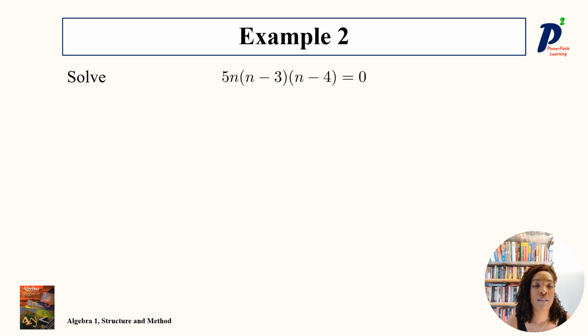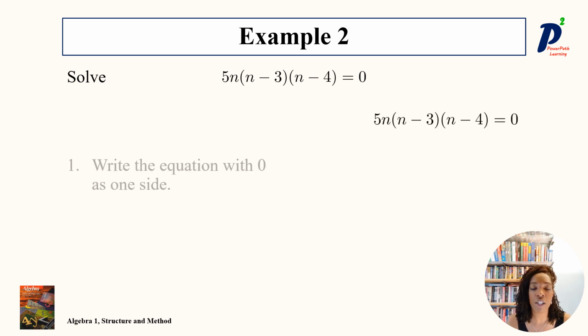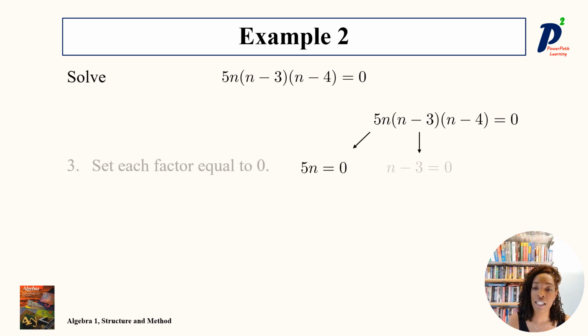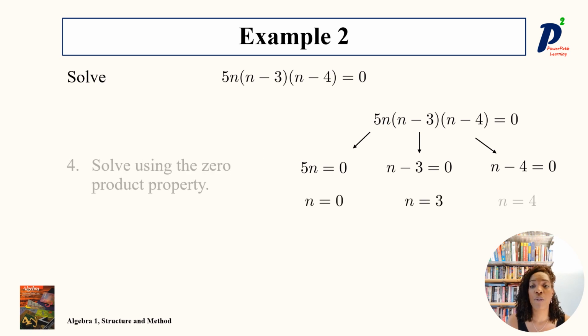For this one, we need to solve 5n times n minus 3 times n minus 4 equals 0. Now we have a good start again because all of the terms are on the correct side and we're fully factored. How many factors do I have? That's right, I have 3, so I'm going to set each equal to 0: 5n, n minus 3, and n minus 4. I solve each of them and I get n equals 0, 3, and 4. I'm going to state my solution set, 0, 3, and 4 in my curly brackets, and I'm all good.